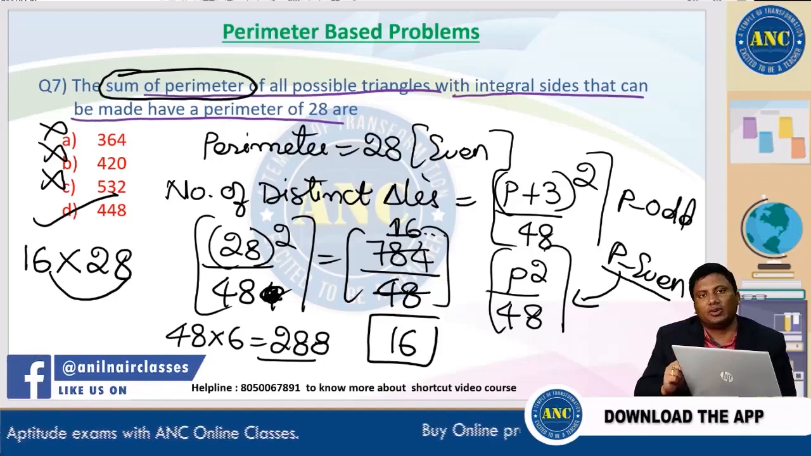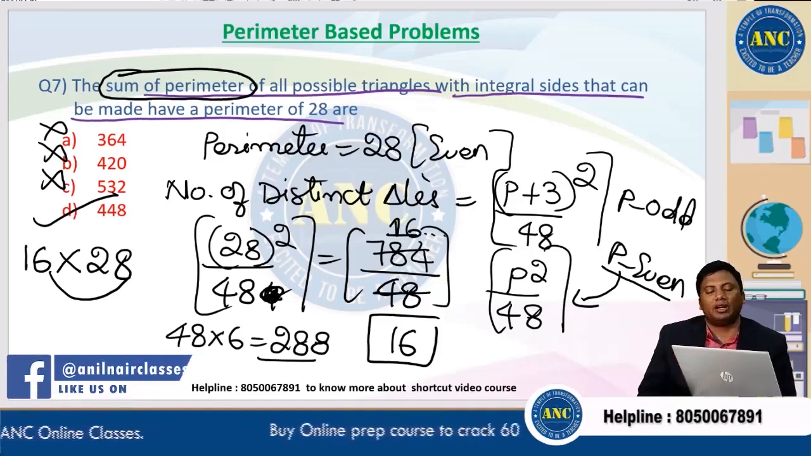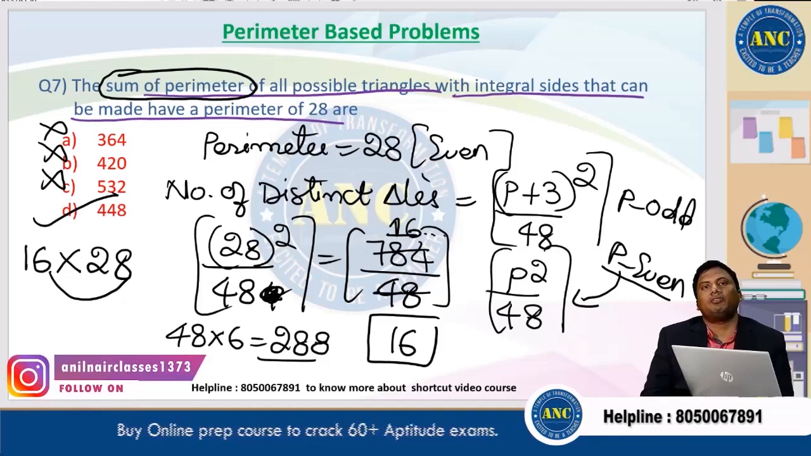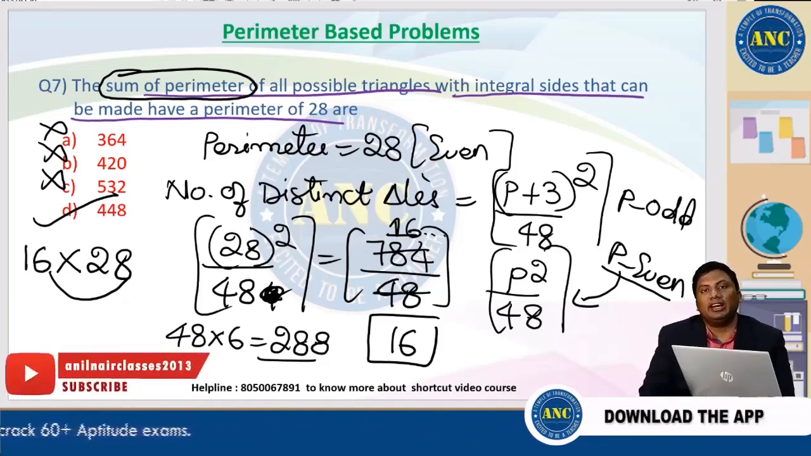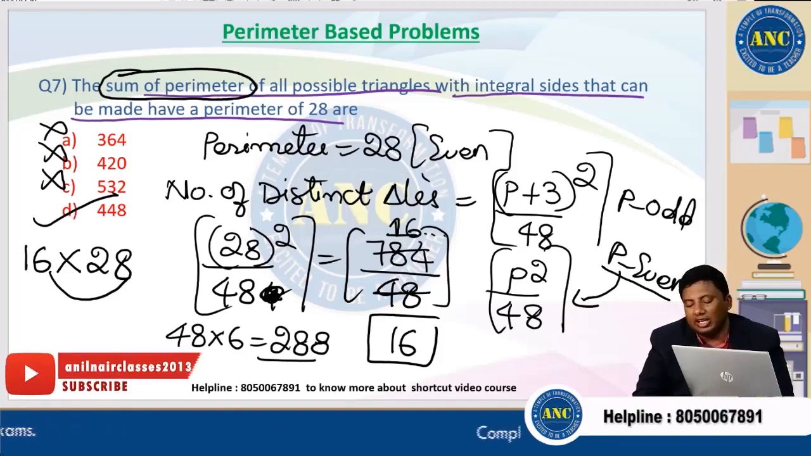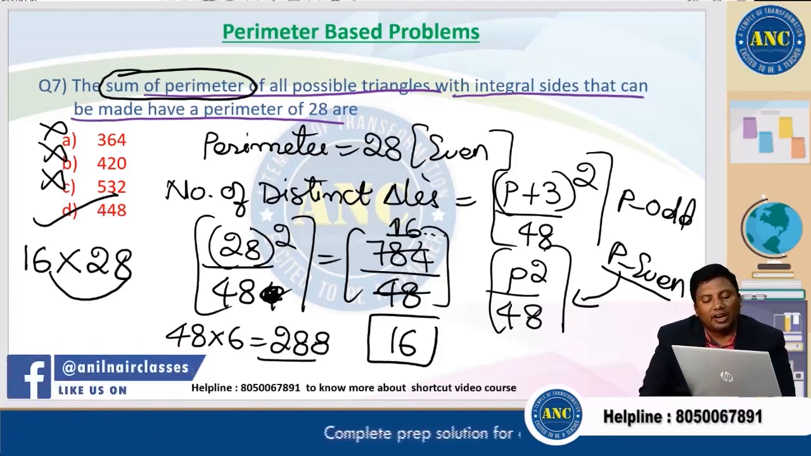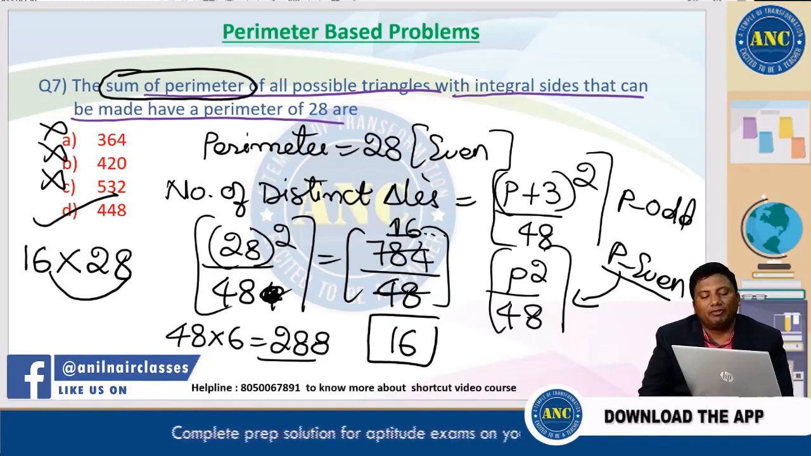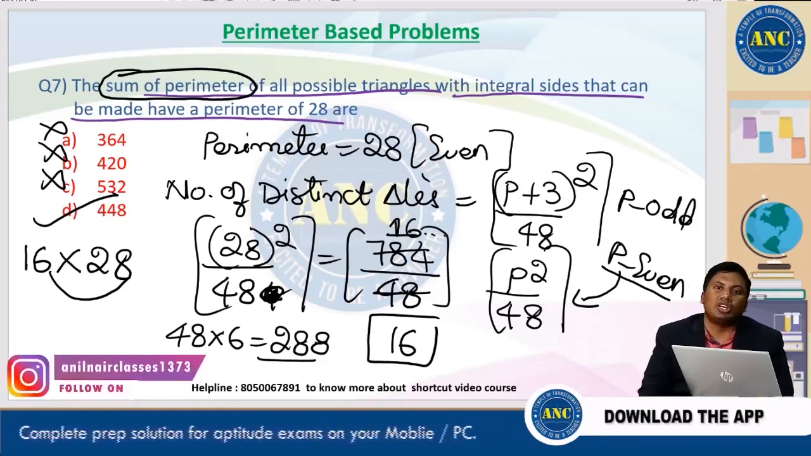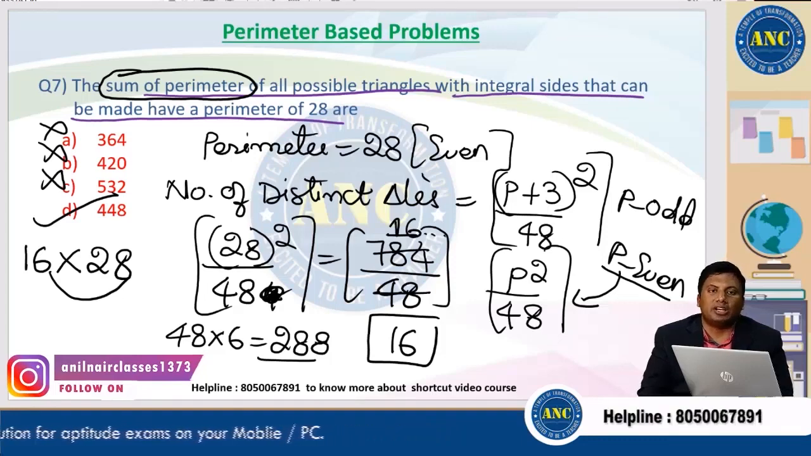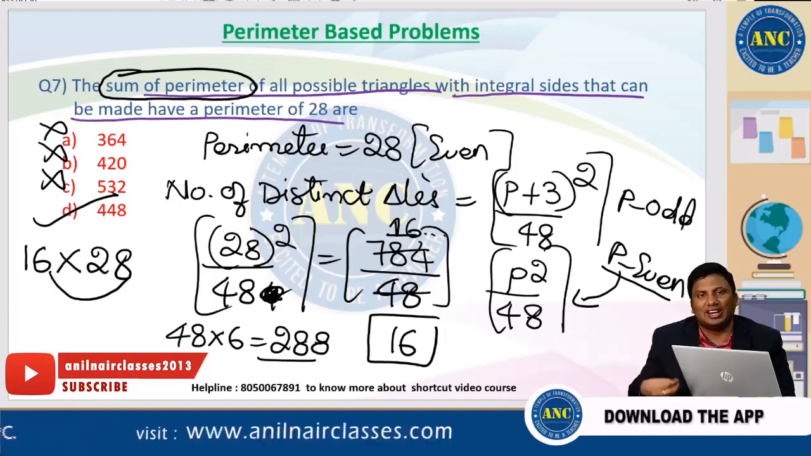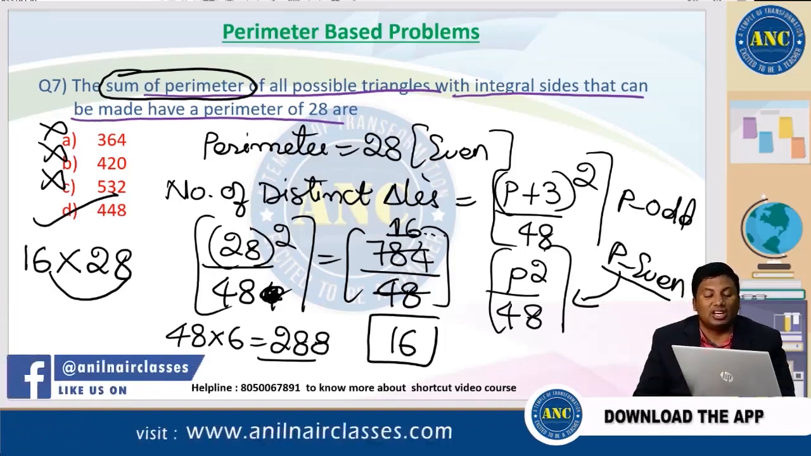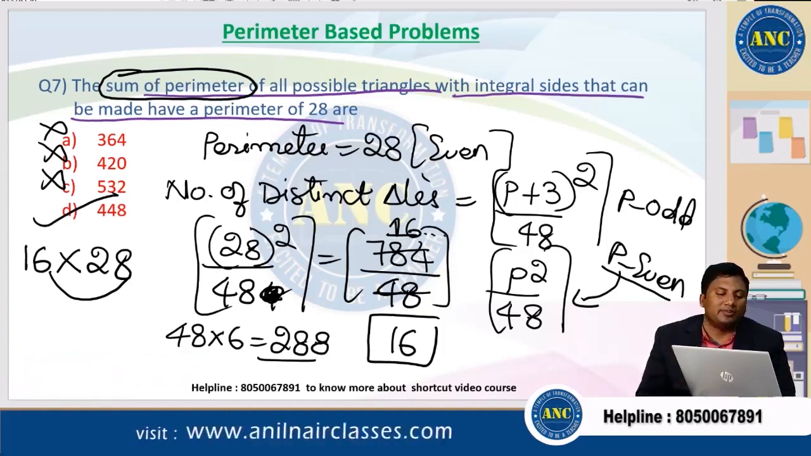If the perimeter is 28, 28 is an even number. If it is an even number, the number of distinct triangles obtained is given as p square by 48, nearest integer function. 28 square divided by 48, which is 784 divided by 48, which is 16 point something. 16 point something is nothing but 16, because the value that comes after the dot is less than or equivalent to 0.5. There are 16 triangles that are formed. Each triangle will have a perimeter of 28.